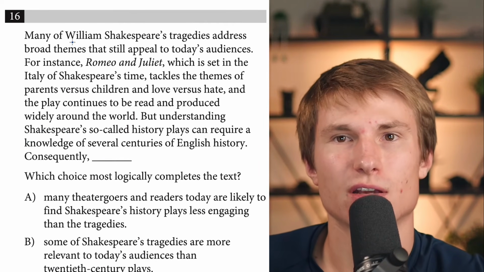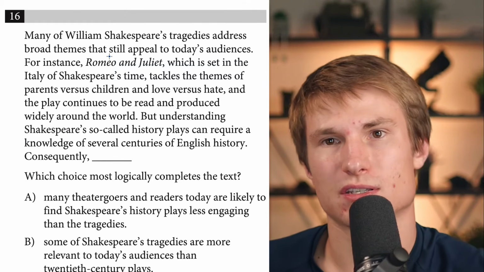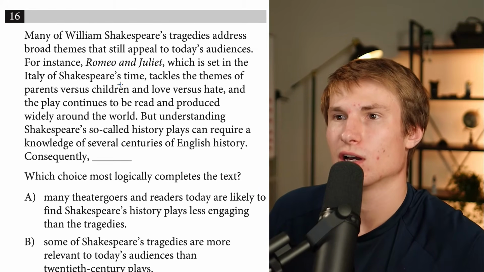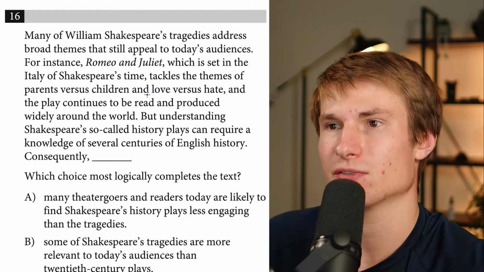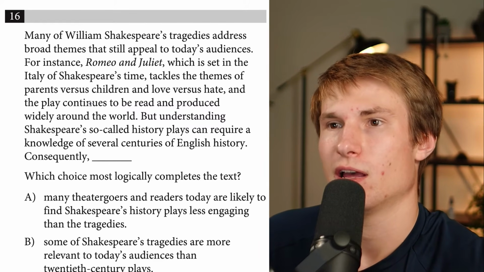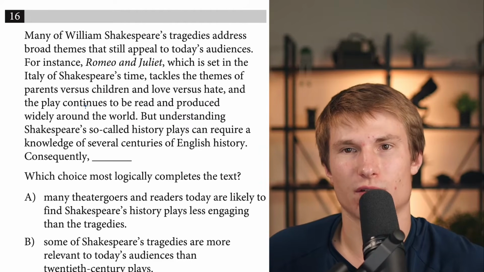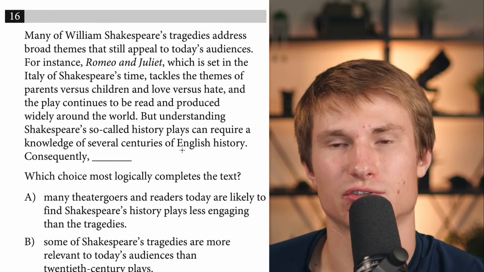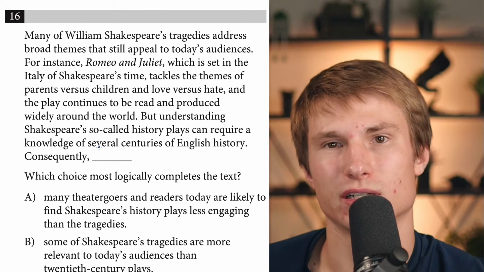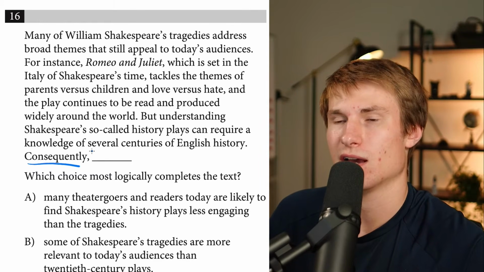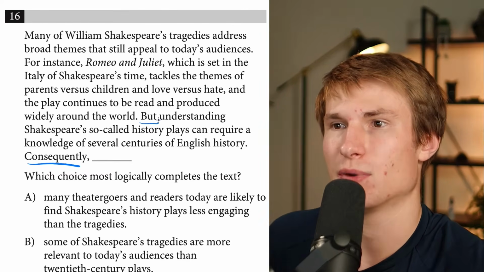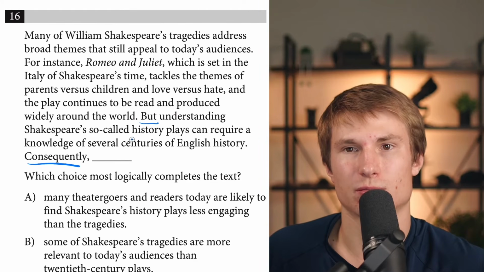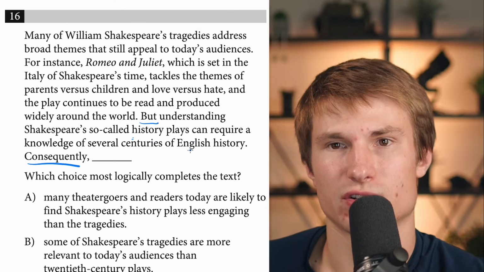Question 16. Many of William Shakespeare's tragedies address broad themes that still appeal to today's audiences. For instance, Romeo and Juliet, which is set in the Italy of Shakespeare's time, tackles the themes of parents versus children and love versus hate. And the play continues to be read and produced widely around the world. But understanding Shakespeare's so-called history plays can require a knowledge of several centuries of English history. Consequently, now keep in mind, since it's consequently, it has to be a consequence of what came before. I see we have but here, so this is a contrast.